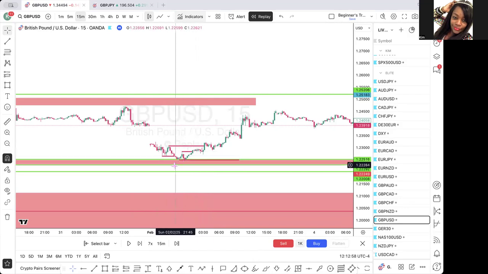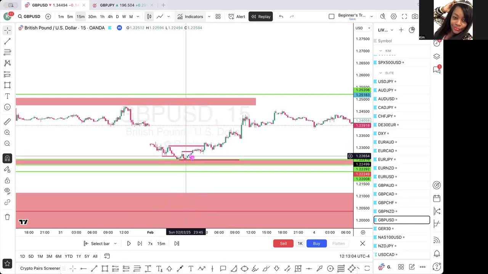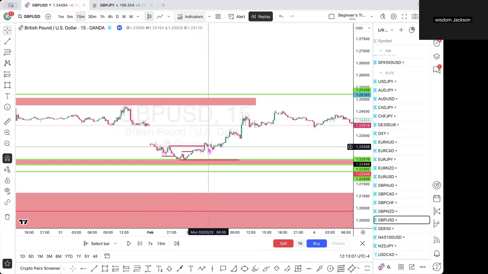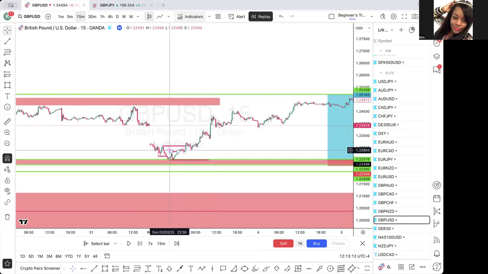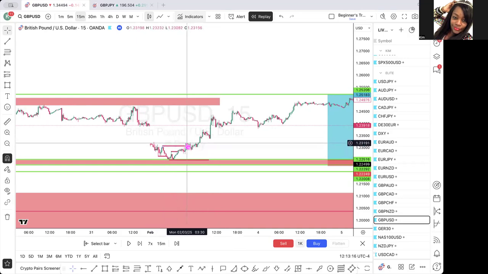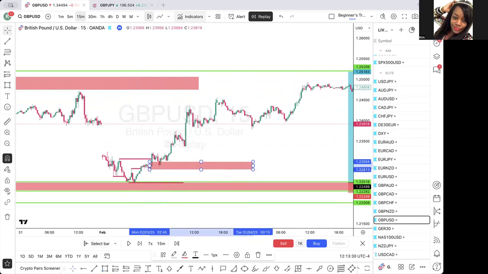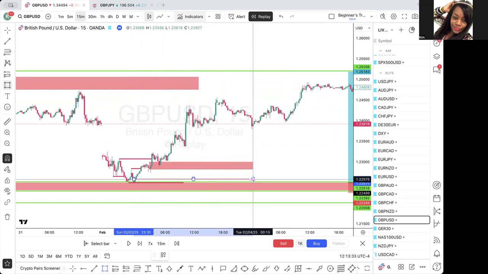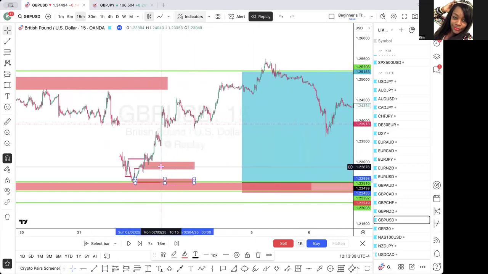Although price did tap into my demand zone, I also want to see the market structure shift before getting into a trade. So once I saw this shift happen, now there are two zones I see. There's an order block here, which means price could pull back to that zone, which it did, right? Or I would have been waiting for price to pull back to this. It didn't come back, and it's okay. I'm okay with that.